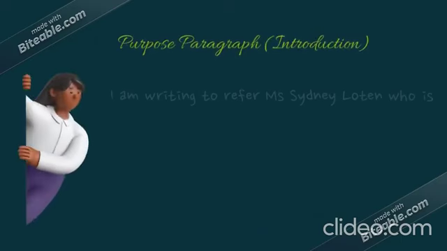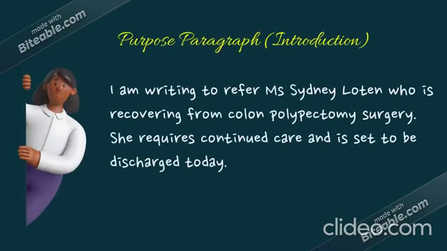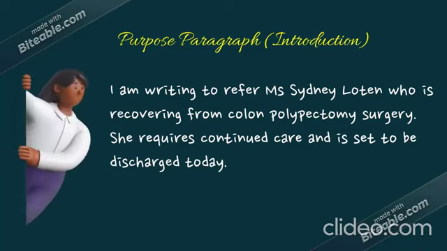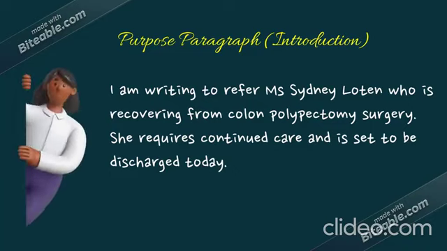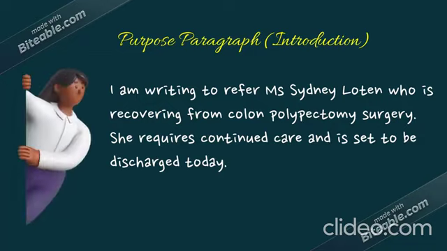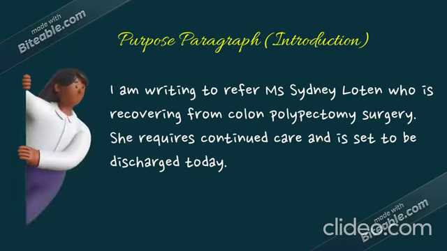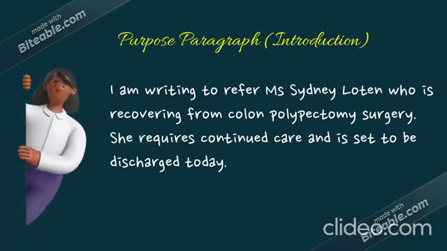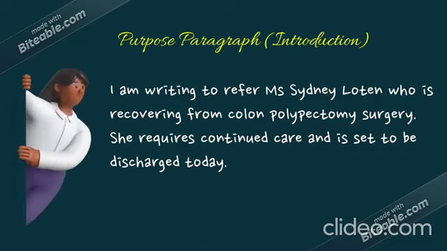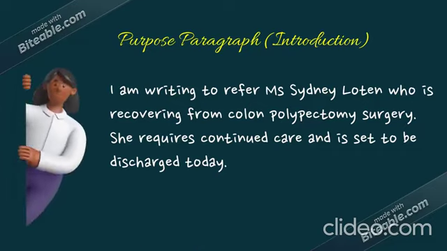Then we will go to the introduction paragraph. Here, the patient's present medical condition is that she is recovering from colon polypectomy surgery, and the requirement is continued care, or ongoing care, or follow-up care. So we can write like this: I am writing to refer Miss Sydney Loten, who is recovering from colon polypectomy surgery. She requires continued care and is due to be discharged today. This discharge status is optional. Either you can write it or it's fine if you don't.